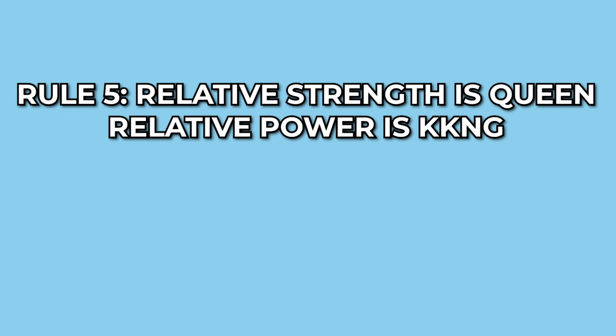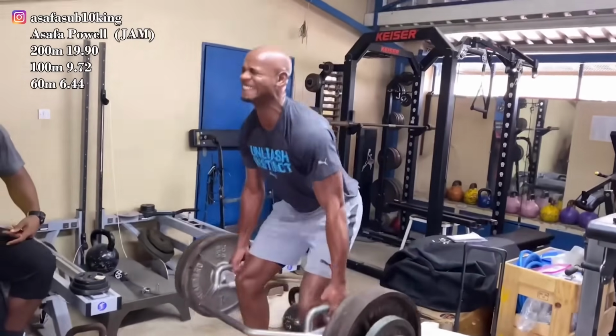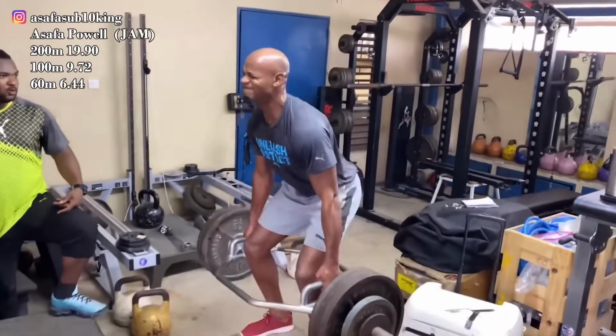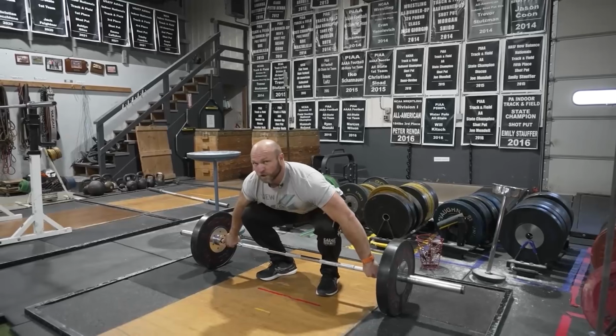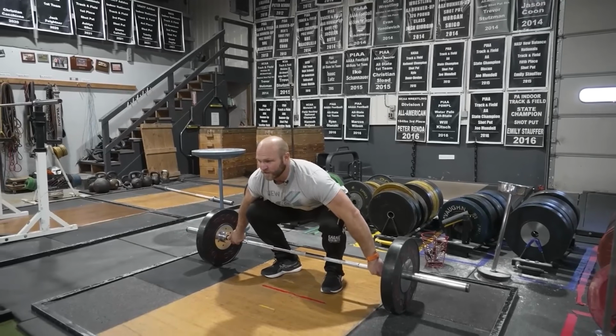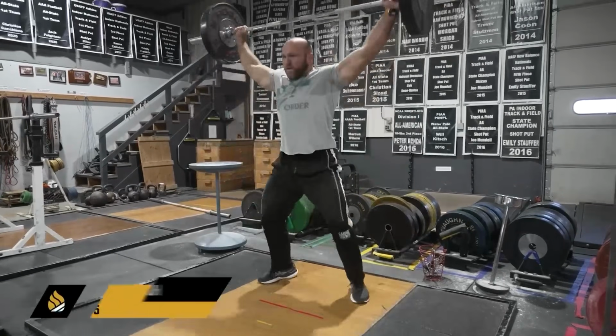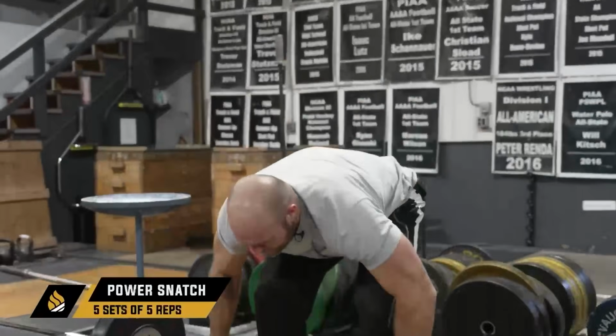Relative strength is queen, relative power is king. Our goal is to improve relative strength, but not at the expense of relative power. So if you want to increase your strength that has more transfer to speed, then we need to keep our lifts focused on power development, which means the concentric portion of any lift we do should be 0.6 seconds or 0.8 meters per second if you have a velocity tracker.